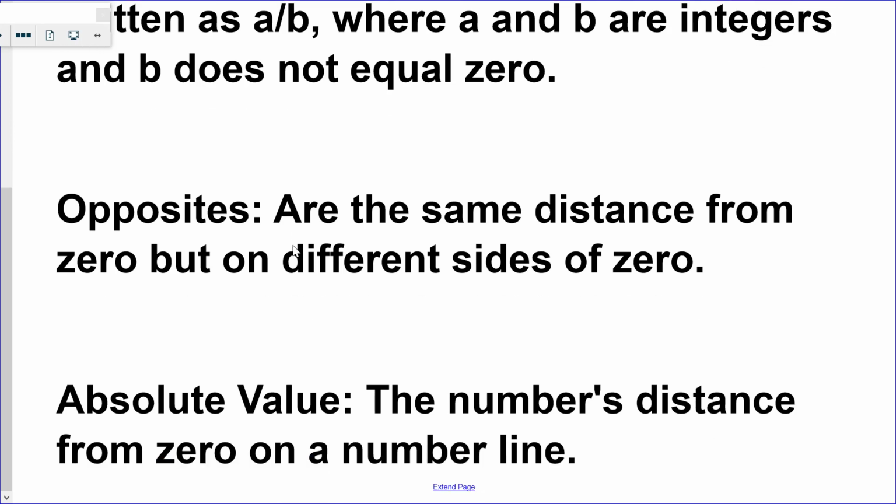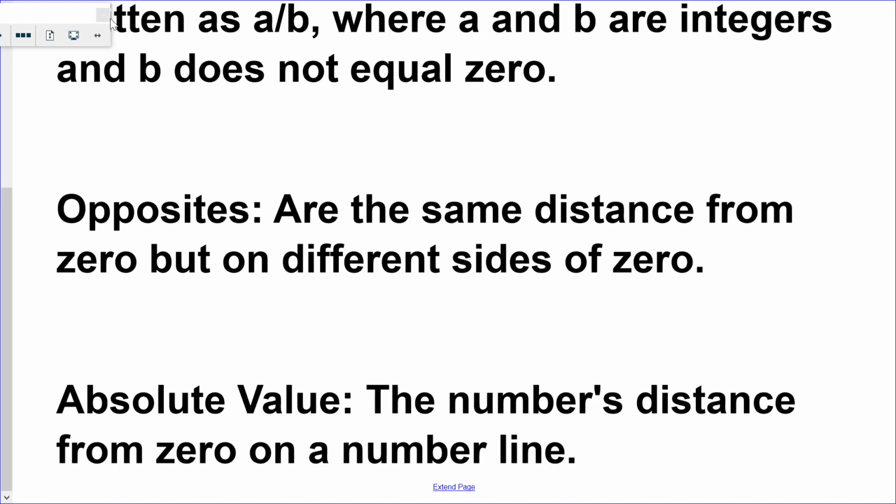A couple other definitions that I want you to write down in your math journal. Opposites: remember, opposites are the same distance from 0, but on different sides of 0. So think about a number line, same distance from 0, but on different sides of 0. And also, absolute value is the number's distance from 0 on a number line. So this gives you a good idea of the key vocabulary terms for this video, and I want you to write these down in your journal.